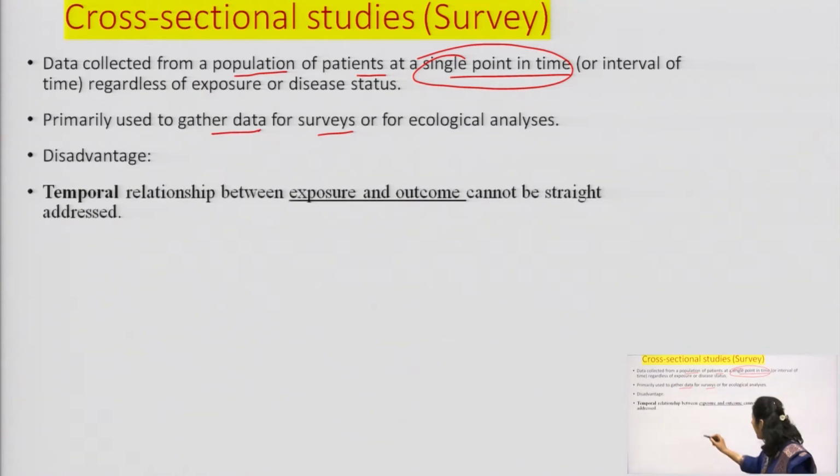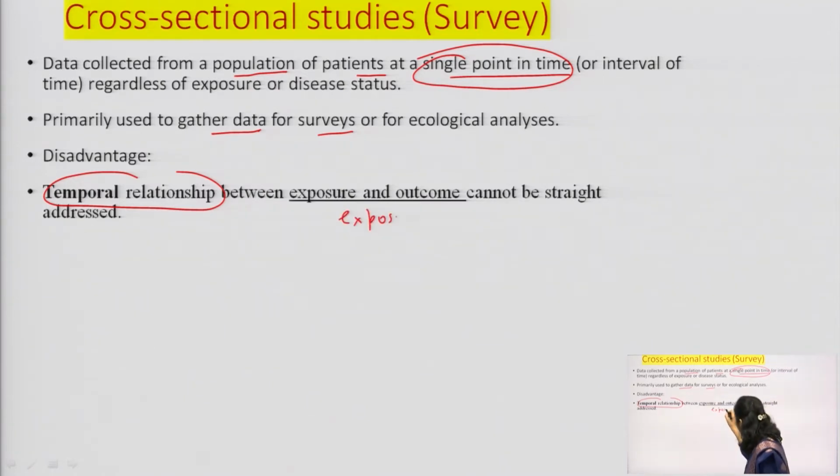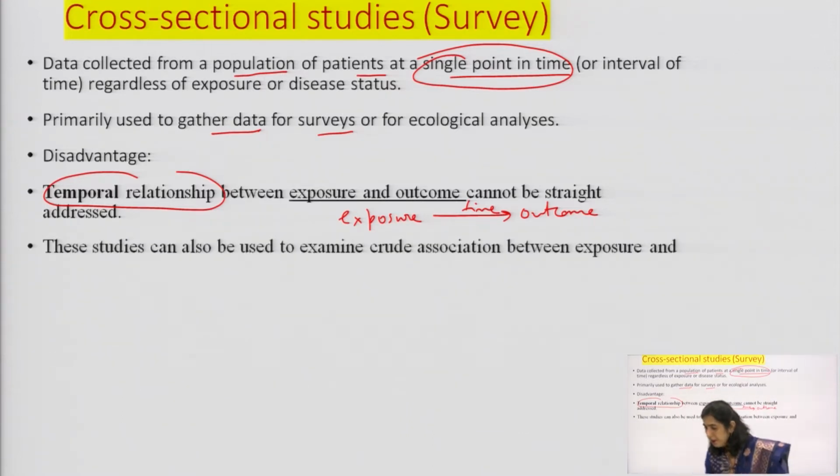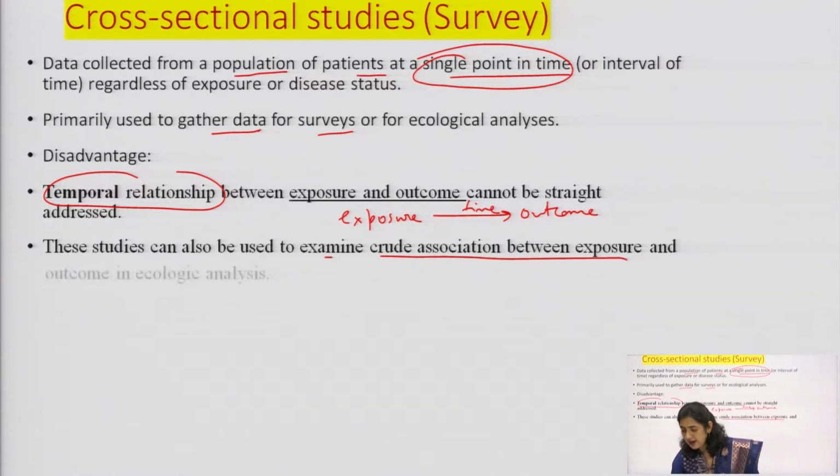The disadvantage is that the temporal relationship is not addressed in a cross-sectional study. Let us understand temporal. Temporal means timing. Basically, when we expose a drug, after some time we get an outcome, but in these studies we cannot see the timing, we cannot check this relationship, right, because the questionnaire is given to patients at one time and the data is filled in from it. Right. So, these studies can also be used to examine crude association between exposure and outcome in a particular analysis.